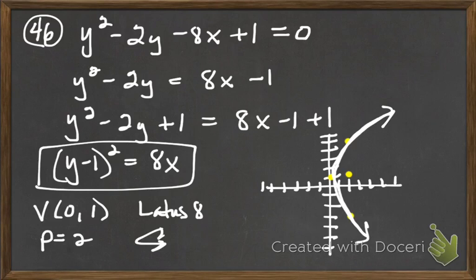All right, what y'all get for the vertex of 46? 0, 1, p-value 2, length of the latus rectum, direction of the opening to the right. All right, because the 1's canceled out there, you didn't have a parentheses on the right hand side because you were not adding or subtracting a number.